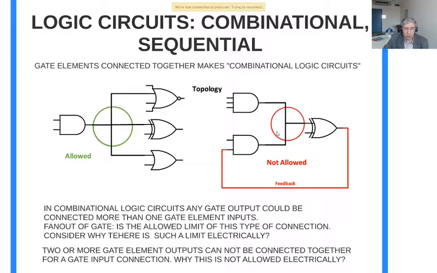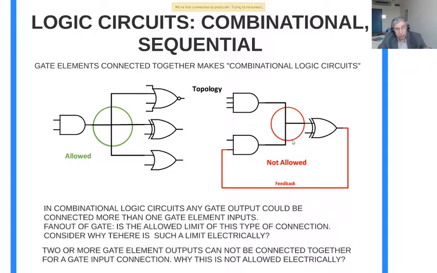Another connection that is not allowed is the feedback case. The output of an element cannot be connected to the input of a previous element. This is a feedback. When there is a feedback here, this circuit becomes unstable. That means the output could be either 0 or 1, changing between 0 and 1. This state is called an unstable state. Therefore, that feedback is not allowed. Connecting different outputs to one input is not allowed either.